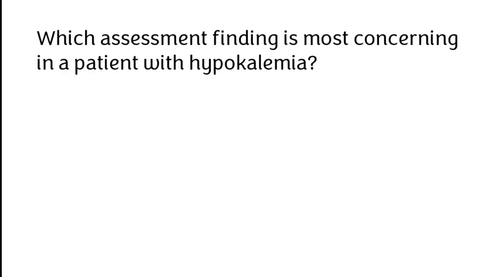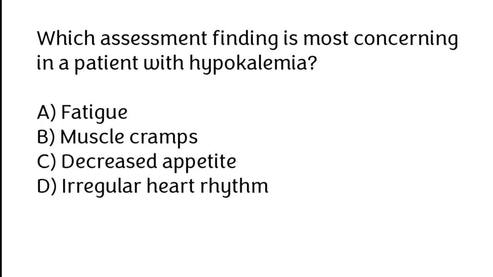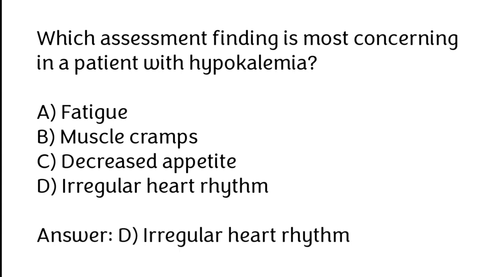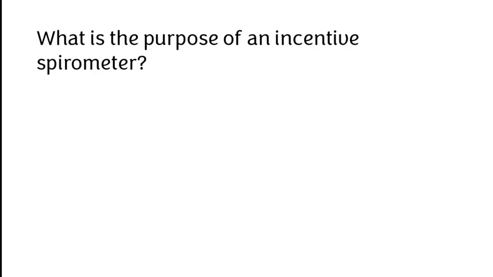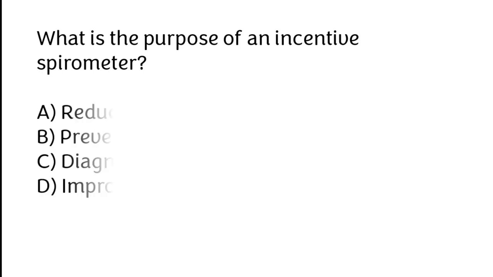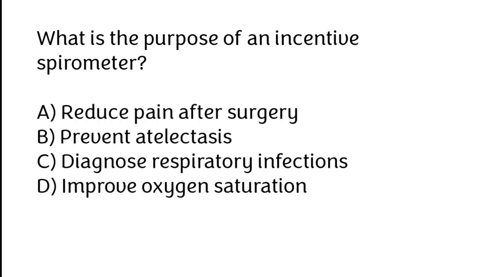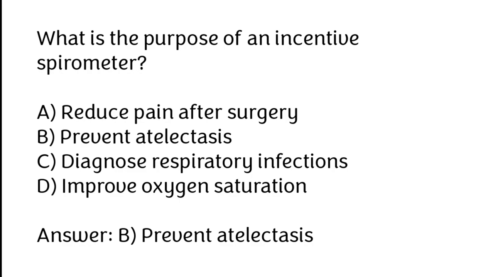Which assessment finding is most concerning in a patient with hypokalemia, fatigue, muscle cramps, decreased appetite, irregular heart rhythm? Correct answer is option D, irregular heart rhythm. What is the purpose of an incentive spirometer? Reduce pain after surgery, prevent atelectasis, diagnose respiratory infections, improve oxygen saturation. Correct answer is option B, prevent atelectasis.